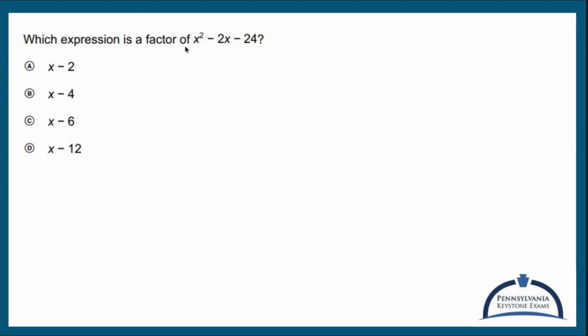Which expression is a factor of x squared minus 2x minus 24? Well, let's factor that out. We need to come up with two numbers that add up to -2 and multiply out to -24.